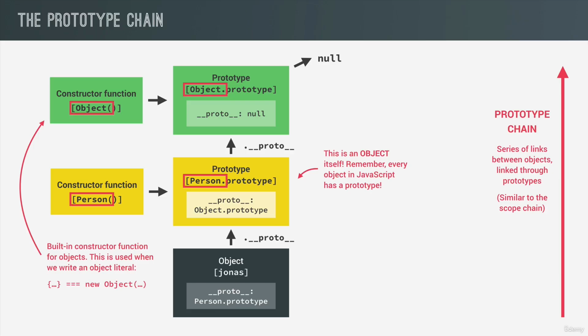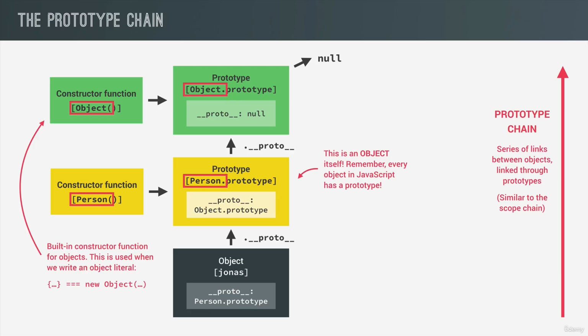So in a certain way, the prototype chain is very similar to the scope chain, but with prototypes. So in the scope chain, whenever JavaScript cannot find a certain variable in a certain scope, it looks up into the next scope in the scope chain and tries to find the variable there. On the other hand, in the prototype chain, whenever JavaScript cannot find a certain property or method in a certain object, it's gonna look up into the next prototype in the prototype chain and see if it can find it there.